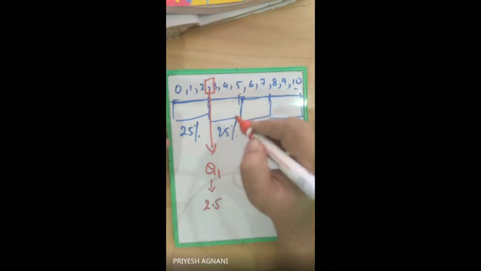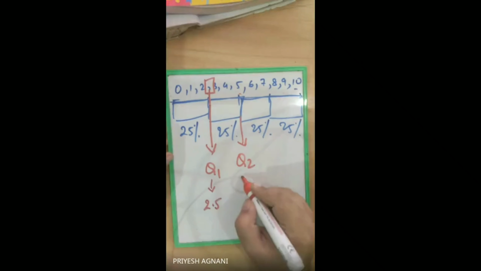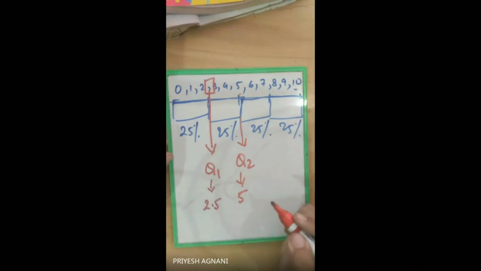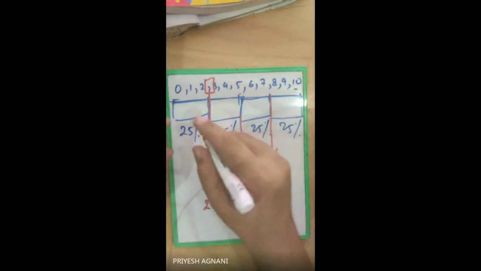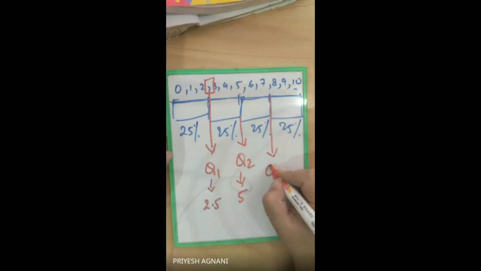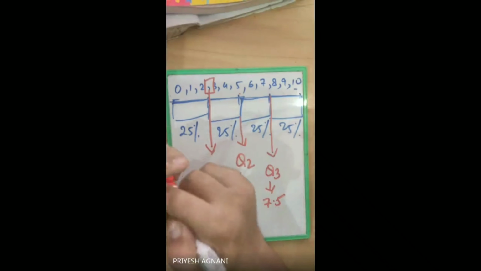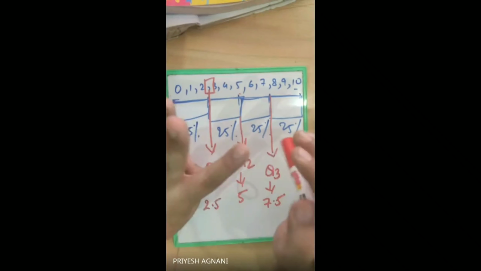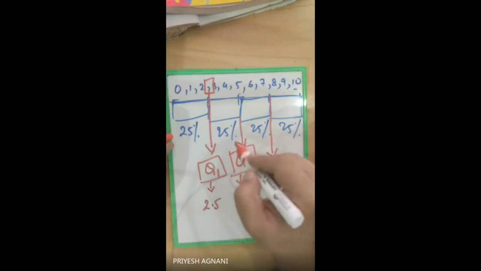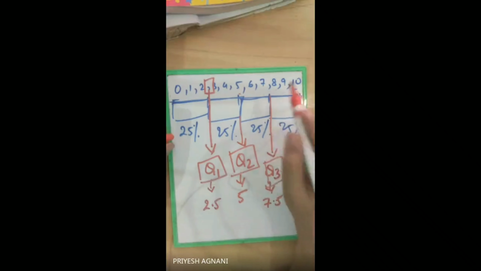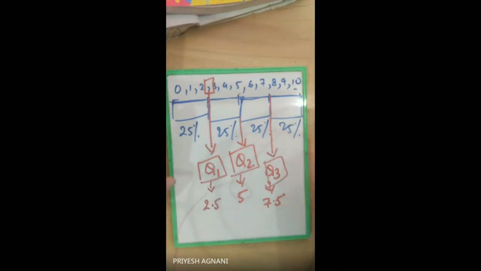The second part, which covers 25 plus 25, 2 parts, that is quartile 2. That is number 5. The third part, which covers 75%, 25, 25, 25, that is quartile 3, that is 7.5. There is no quartile 4. Quartiles are always 3, that is quartile 1 at 25%, quartile 2 at 50%, and quartile 3 at 75%. This is the basic idea of a quartile.